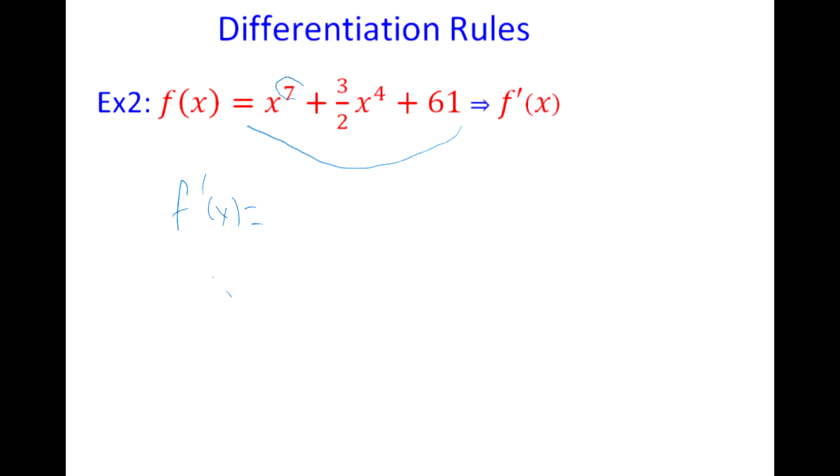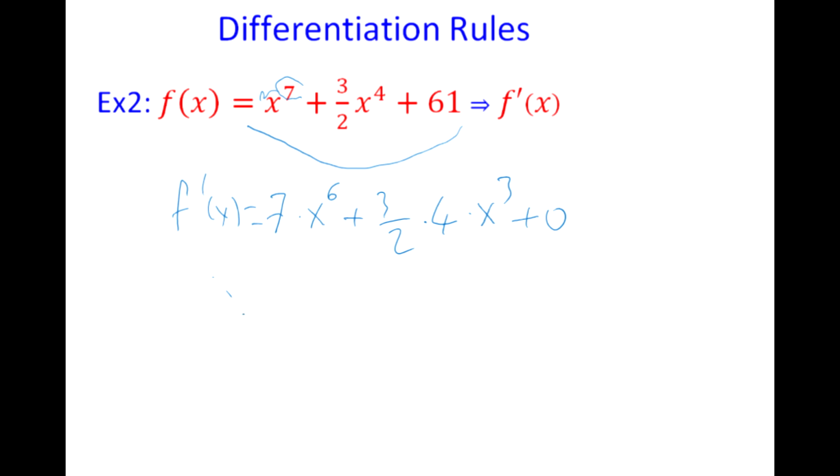7 comes in front of x as a multiplication. So we're going to have 7 times x to the power of, we just decrease the power by 1, so 7 becomes 6, plus 3 divided by 2 times this 4 comes in front of x as a multiplication, times x to the power of, and now we're going to decrease the power by 1, so we're going to have 3 here, and because 61 is a constant value, then we have here 0.